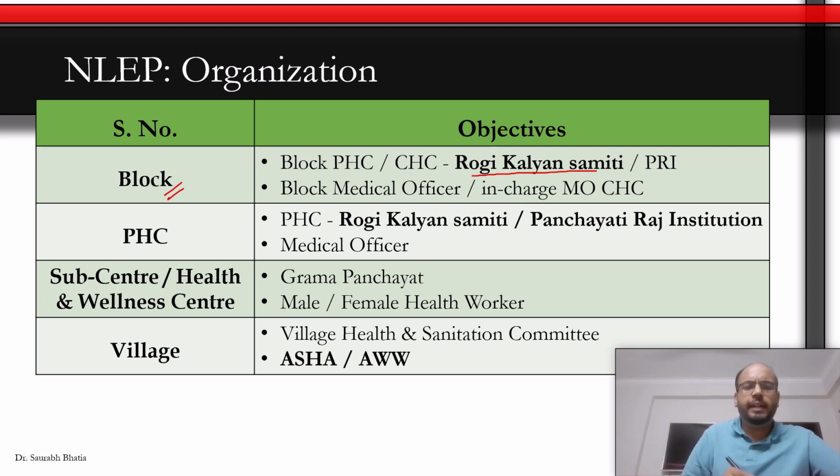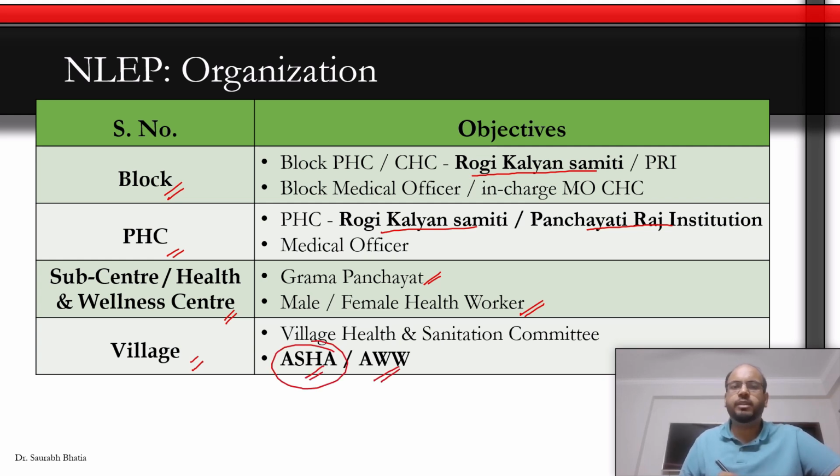At PHC level, you have the Rogi Kalyan Samiti of the PHC level or the Panchayati Raj institution. Just remember this name: P for Panchayati, P for PHC. At sub-center or health and wellness center, you have the Gram Panchayat and the male and female health worker that looks after Hansen cases. And at village level, we have the Anganwadi worker and Asha, where Asha plays a very important role to get patients and make sure that they complete their treatment. So village level is managed by Asha.